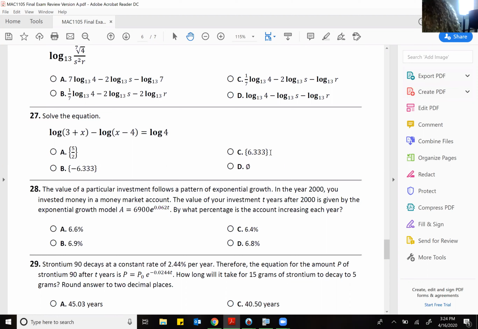Let's see further. When in doubt, pick C. No, I'm kidding.